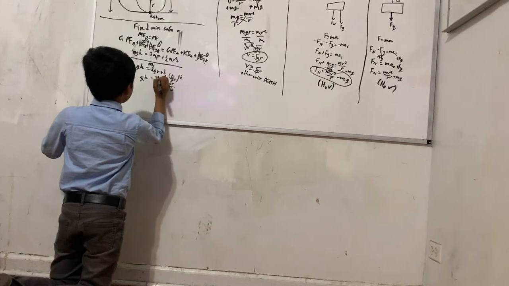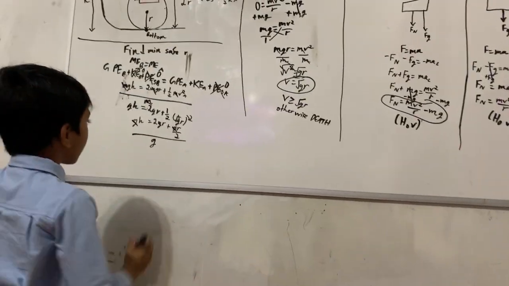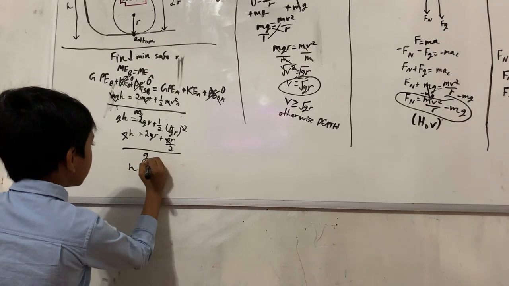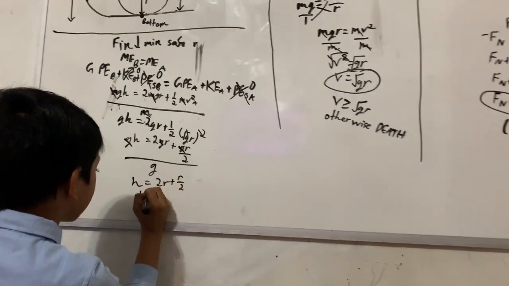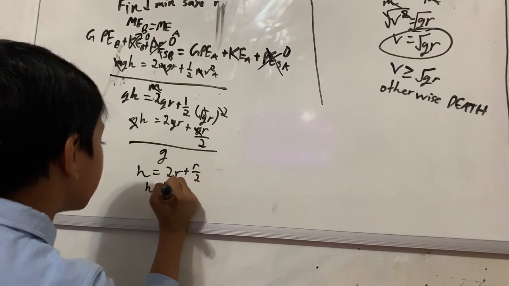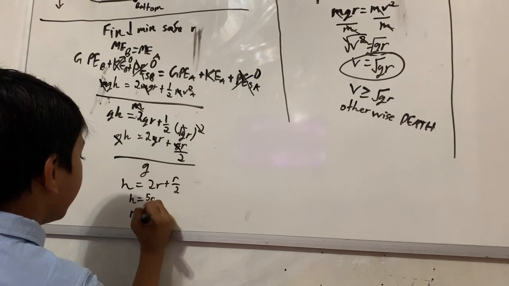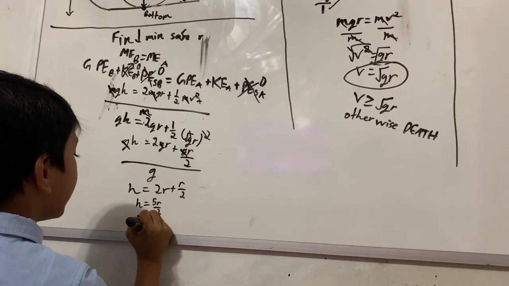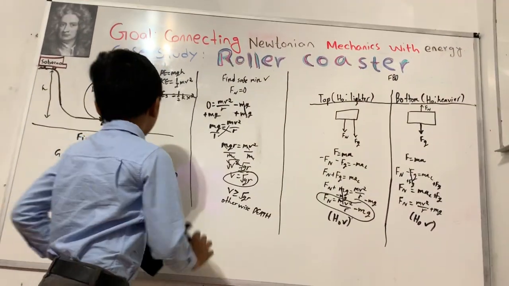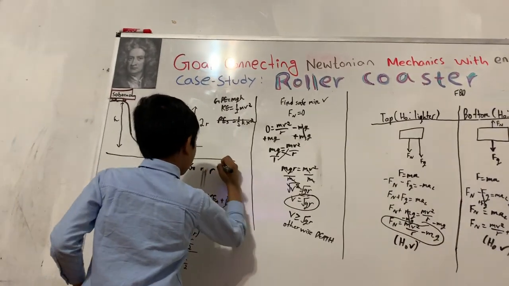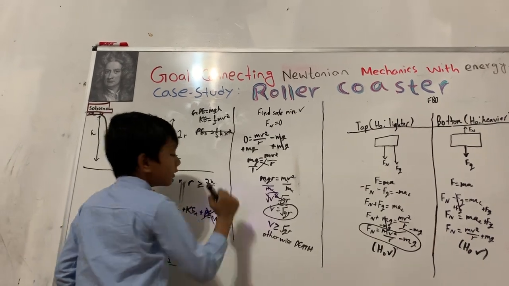Hooray! Now you get h equals 2r plus r over 2, which leaves us with h equals 5r over 2. The radius would, of course, be the inverse of this, being 2h over 5. And that's how you prove the minimum radius. R had to be greater than or equal to 2h over 5.